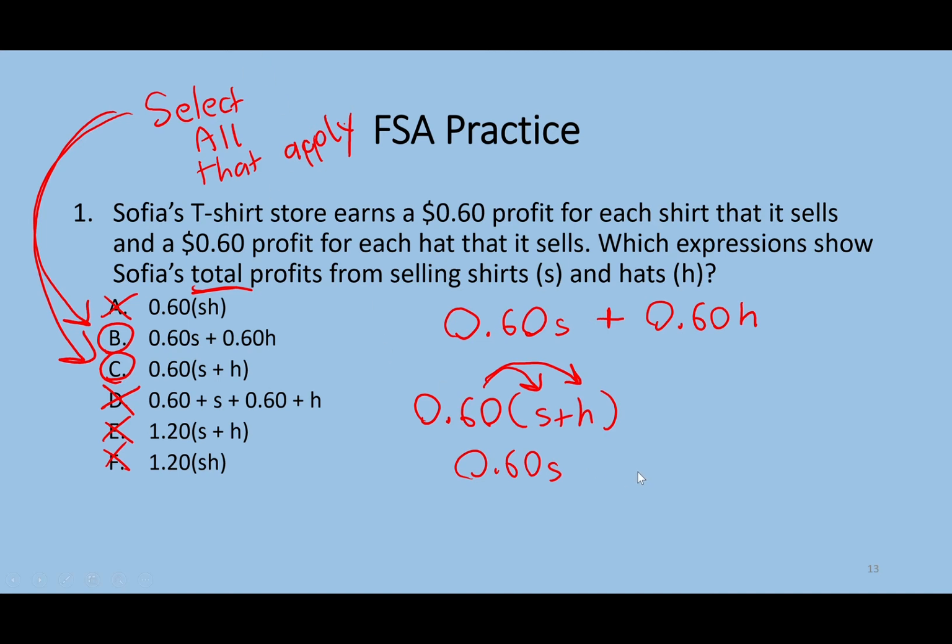If I do 0.60 times S, that's 0.60S, plus 0.60 times H is 0.60H. And this is exactly what I'm looking for. B and C are the correct answer choices. All right. Last one, I promise.